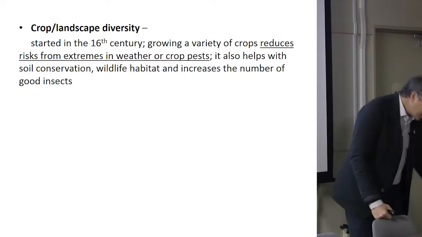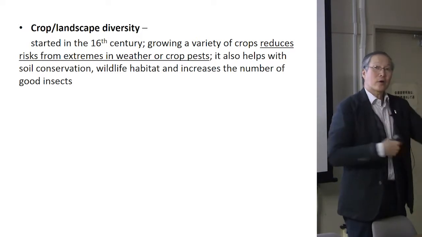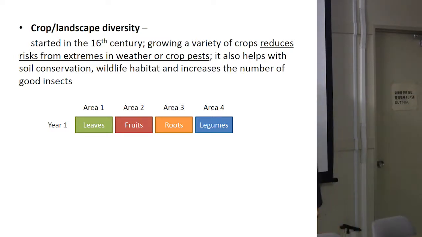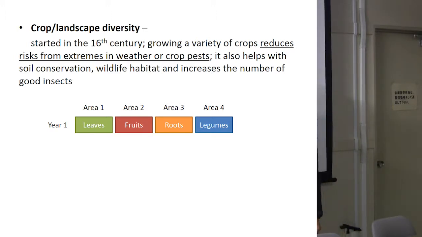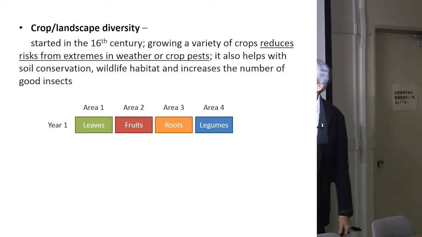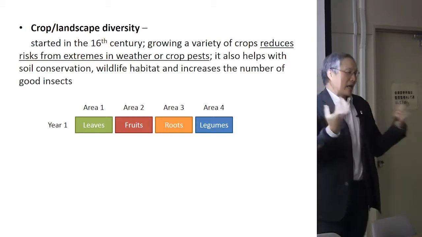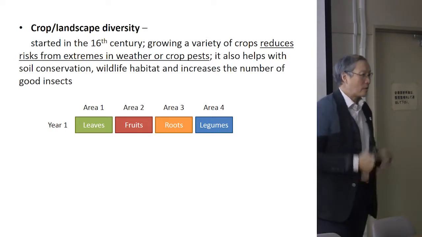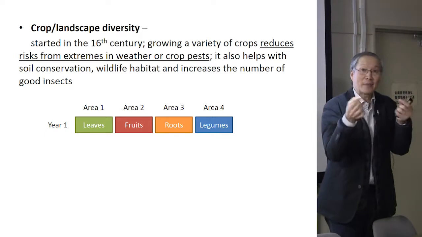Another one, crop and landscape diversity, so we want to have a rotation also. Crop rotation. What do you mean by that? So for example, in 1 year, you have 4 areas of the farm, right? During the year 1, you plant leafy vegetables. In the second area, fruits. In the third area, root crops, like the daikon, like carrots. And then in the fourth area, you put the legume. Now legumes are very important because they provide some nitrogen, because they have some nodules.